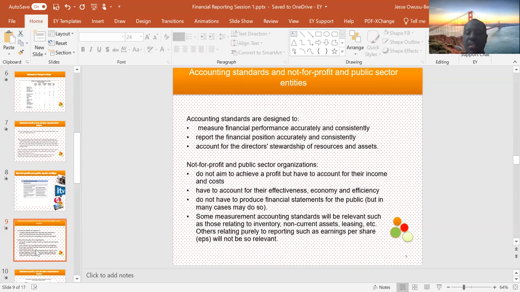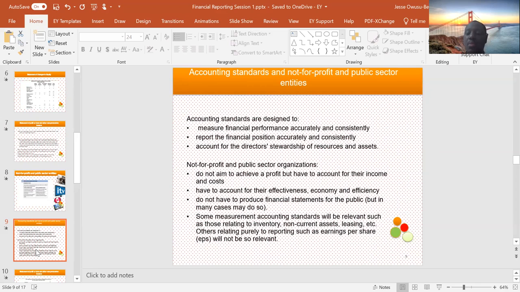Again, not-for-profit entities do not have an aim to achieve profit, but they still have to account for their income and their expenses or their costs. Their aim is not for profit though, but they need to account for their income and cost. They need to account for three things, which I call the 3 E's: effectiveness, economy, and efficiency. Very, very key. Very, very important.